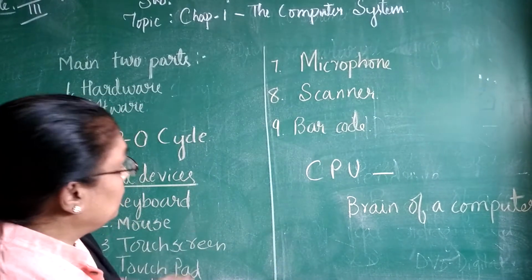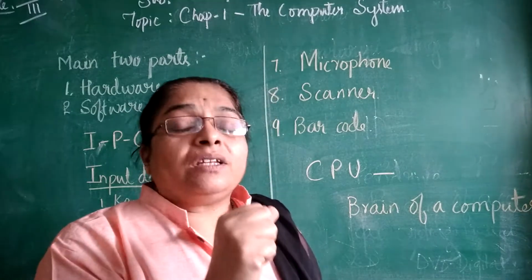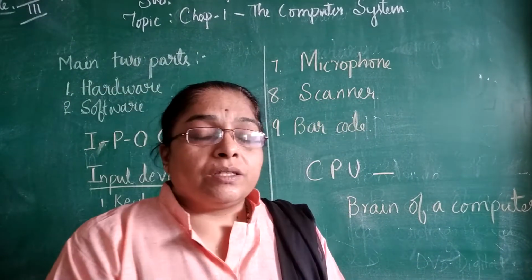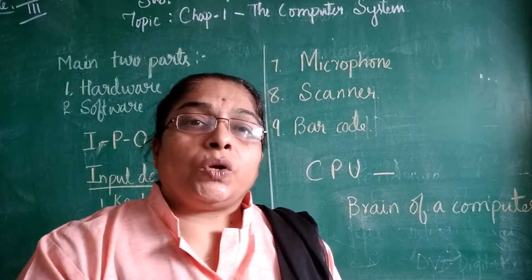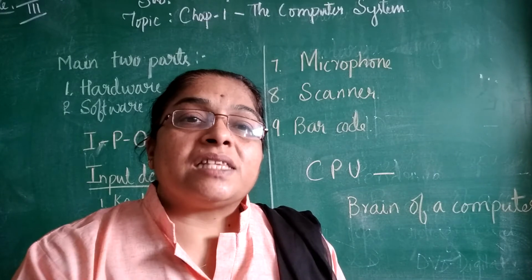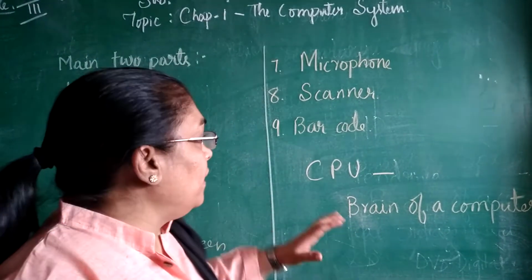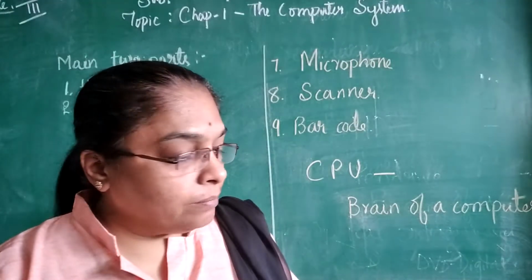Next is the microphone. Microphone, that is also a way of input device. And scanner. See children, you can scan many things. That is also an input device. You can scan a picture and send it to any other device. Next is barcode. Yes children, barcode.